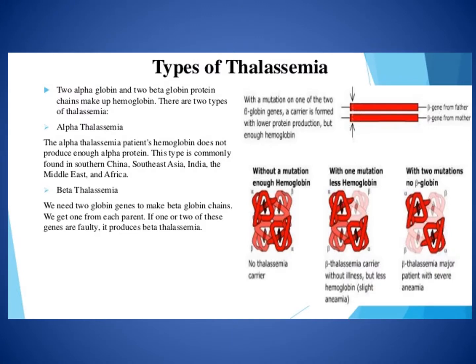Just another depiction of what the thalassemia looks like. This is actually a depiction of the alphas on the left and the betas on the right. So here we have a genetic component missing of the beta, and then we have the second gene. So there's two alphas and two betas. The more genes that you have affected, the more significant is the thalassemia.